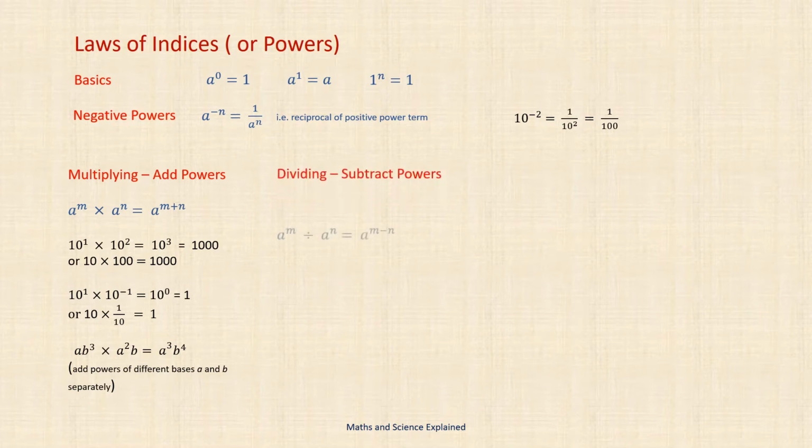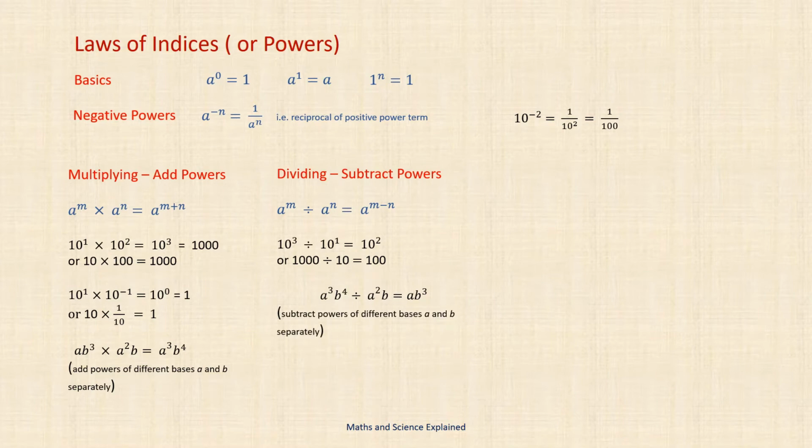In order to divide bases, we simply subtract the powers. So a to the m divided by a to the n is equal to a to the m minus n. For example, 10 to the 3 divided by 10 to the 1 equals 10 to the 2, or in other words, 1,000 divided by 10 equals 100. When we have mixed bases, we apply the rule separately.